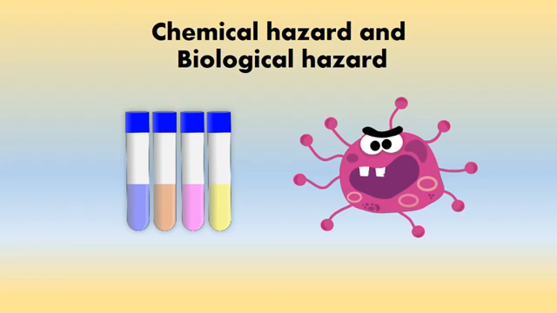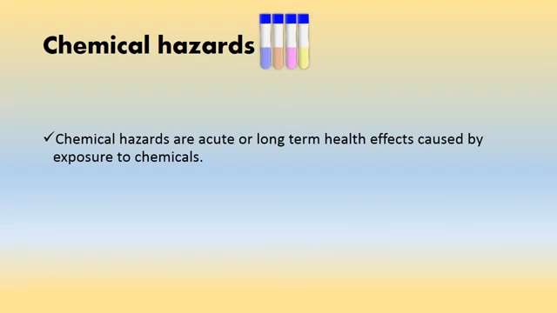In this video, we will learn about chemical and biological hazards. Let us first look at chemical hazards. Chemical hazards are acute or long-term health effects caused by exposure to chemicals. Many manufacturing industries, research and development laboratories, as well as teaching laboratories have access to chemicals.